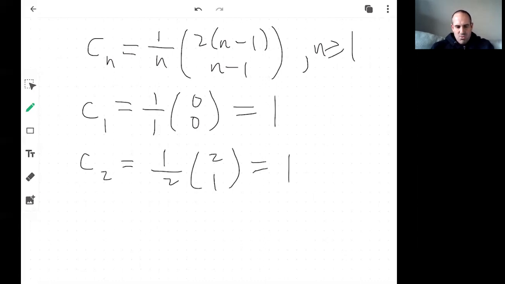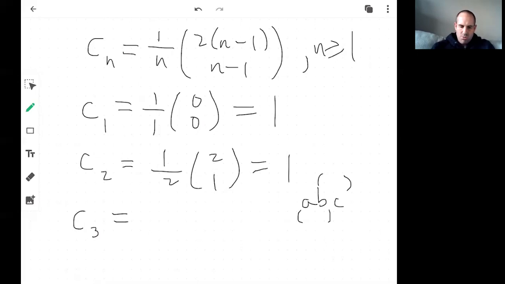What about C3? Before we get ahead of ourselves here, let's think about what C3 should be. That's the number of ways, if I had three numbers multiplied together, A, B, C, to multiply this out. Well, I either parenthesize the first two and then multiply the result by the third number, or I parenthesize the last two and multiply that by A. So C3 should be 2 if all is right with the world.